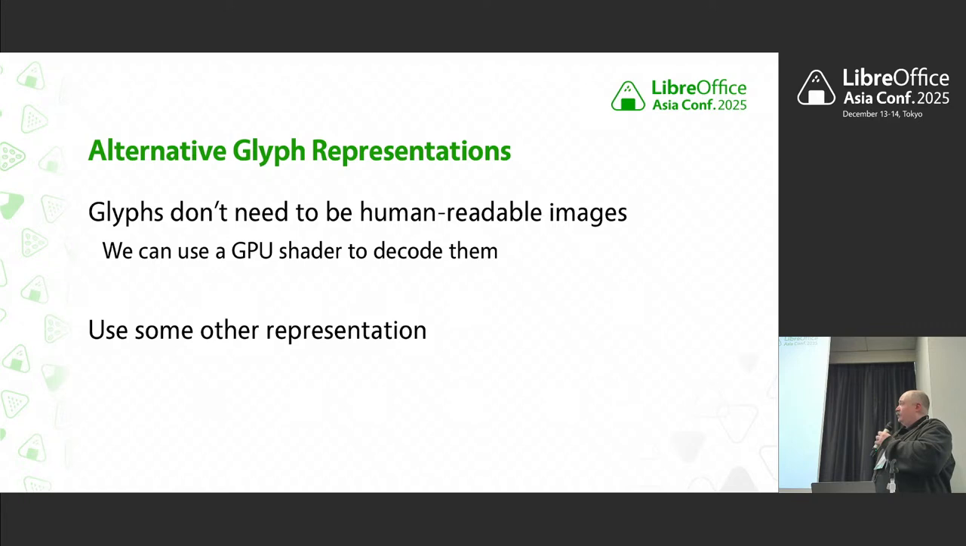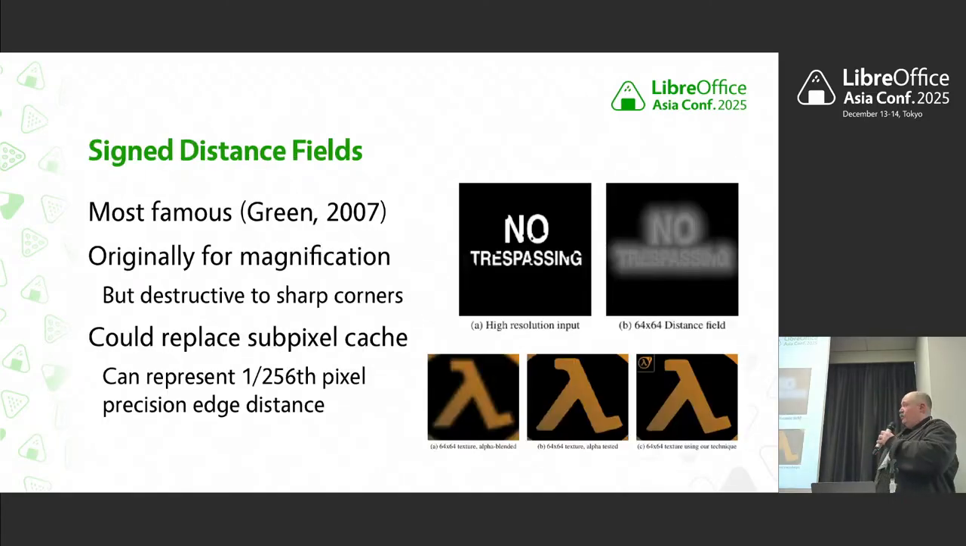And another potential thing to investigate is to use alternate glyph representations in order to eliminate that subpixel position cache. Because we're using GPU shaders to actually render our text, we don't need our glyphs to be human recognizable. They can be anything we want. They could be numbers or encoded or compressed in some way. So one concrete attempt to solve something like this is signed distance fields. These were originally used for magnification, but they introduced some unfortunate artifacts, so they round off sharp edges. But if all we want to do is shift them from left to right slightly, maybe we could use something like this to store the glyphs in a way where we don't need to use that subpixel position cache anymore.